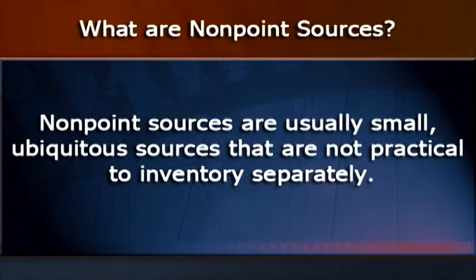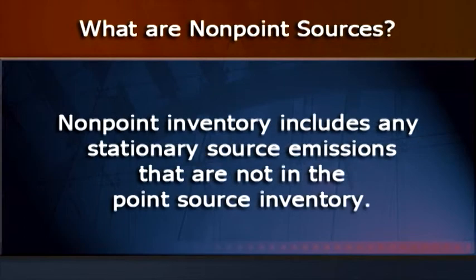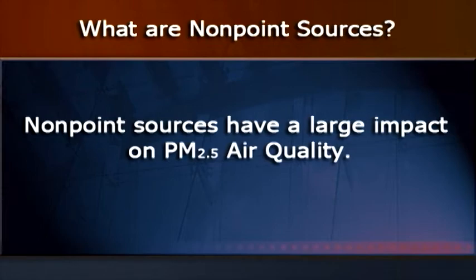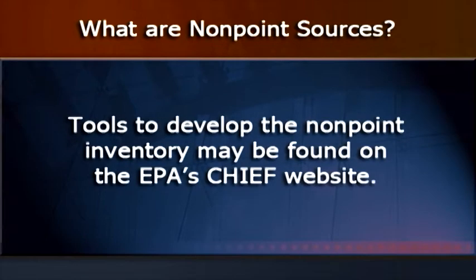Non-point sources are usually small, ubiquitous sources that are not practical to inventory separately. The non-point inventory includes any stationary source emissions that are not in the point source inventory. They have a large impact on PM 2.5 air quality. Tools to develop the non-point inventory may be found on the EPA's CHIEF website.